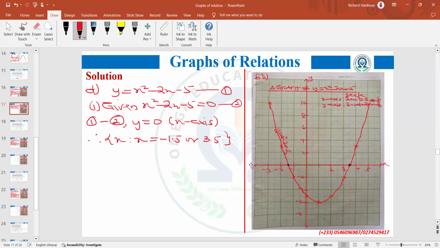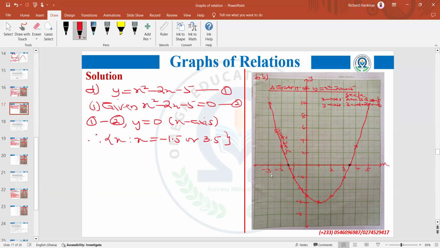But here, thankfully, our equation y is equal to 0 is this line, which is already drawn. Where the line meets the curve, which will be this point and this point, you trace to the x-axis. But you can see that these 2 points are already on the x-axis. Can you see that? Yes. So it means you just pick the values there.